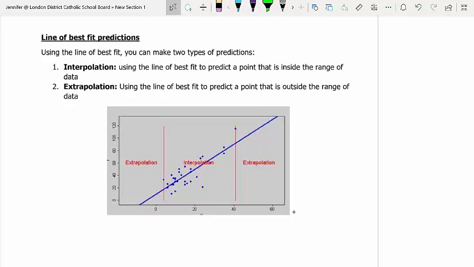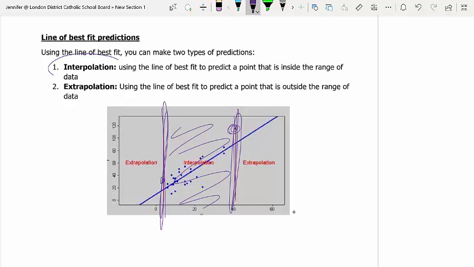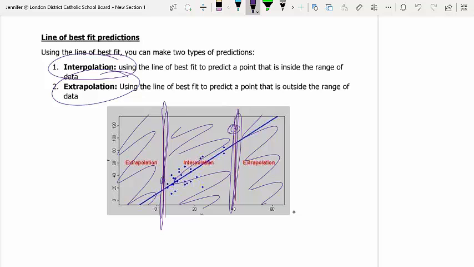So again, we have our set of data that stretches from here to here. So those are the boundaries. So if I asked you to make a prediction about something inside those two boundaries, so somewhere in here, that would be interpolation. But if I asked you to make a prediction on something outside of those two boundaries, so either here or here, that's extrapolation.